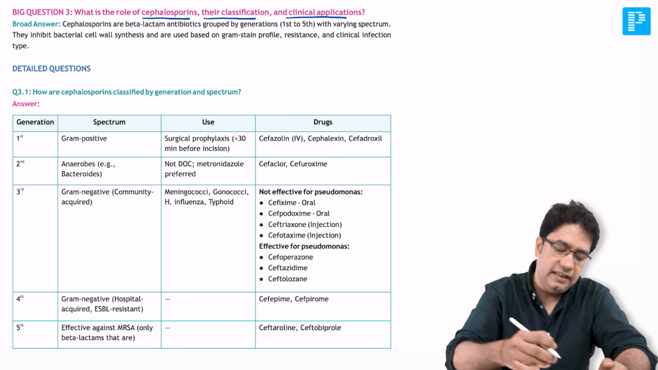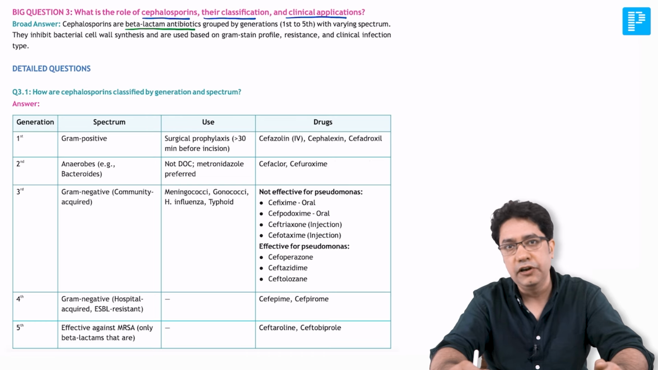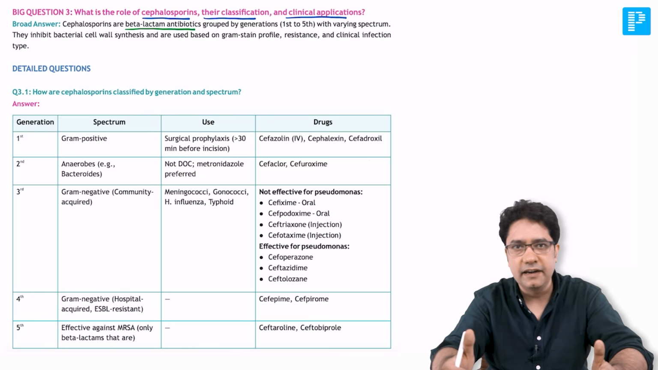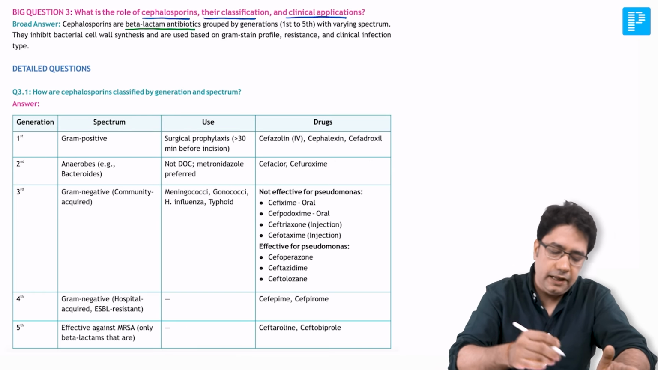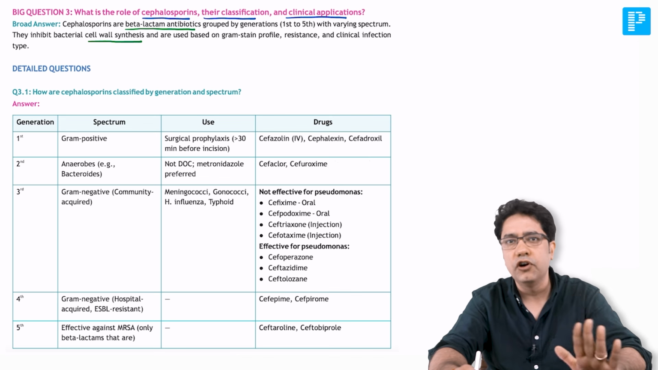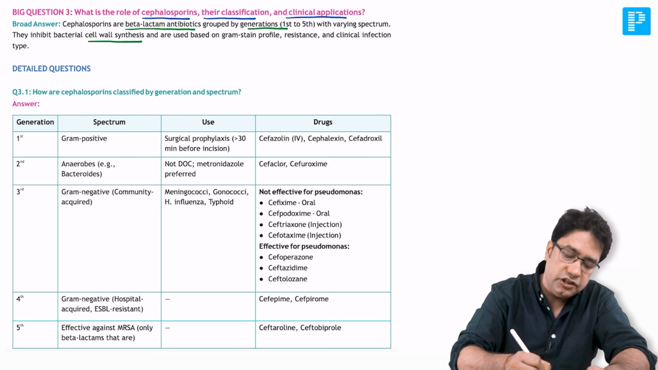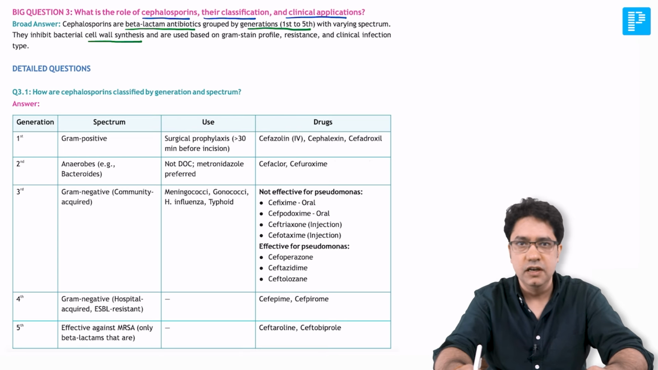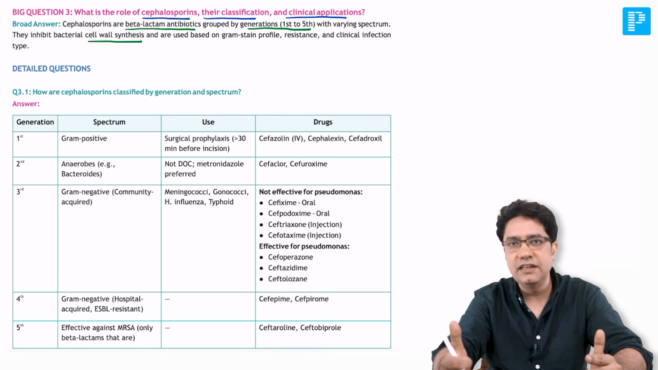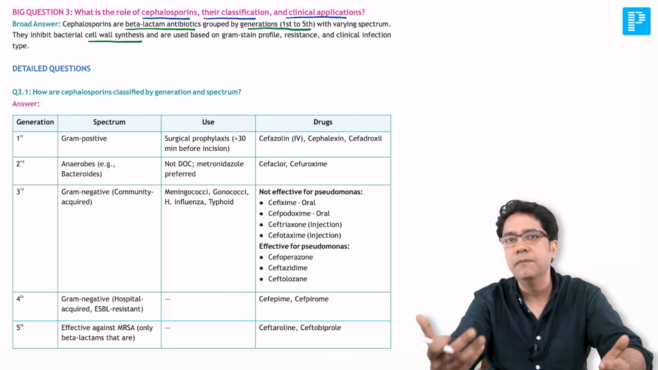The answer written is that cephalosporins are a beta-lactam group of antibiotic. We have discussed that beta-lactams contain penicillin, cephalosporins, carbapenems and monobactam, and all beta-lactam antibiotics inhibit cell wall synthesis in bacteria. Cephalosporins are further divided into 5 generations, first to fifth. Now the next question is: classify these cephalosporins into different generations, their uses, and how to remember their names.